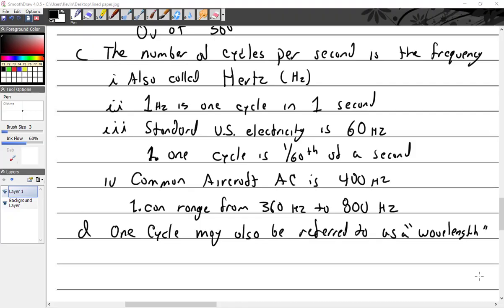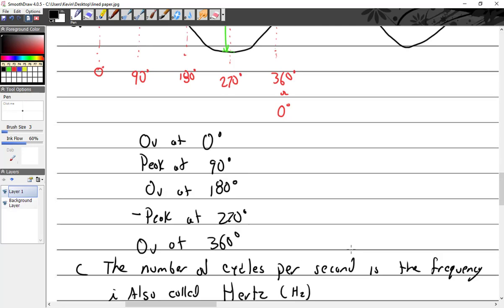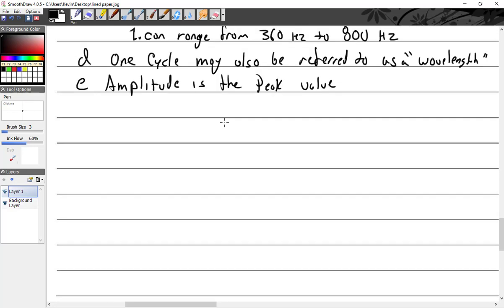All right, one cycle may also be referred to as a wavelength. Amplitude. Amplitude is the peak value. So we have peak, as I showed you in the drawing up here. I'm going to go back. We had peak right here, and we had peak to peak. So you have to make sure that you are keeping things consistent.